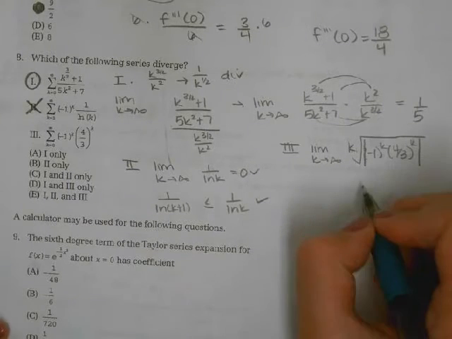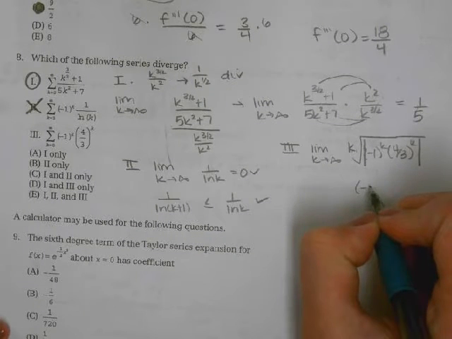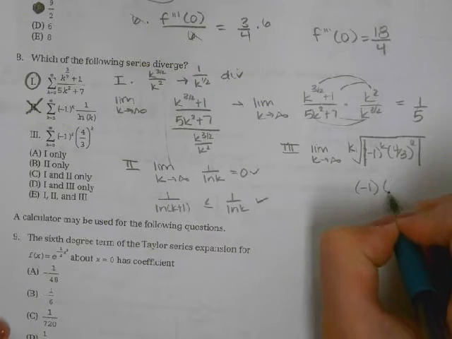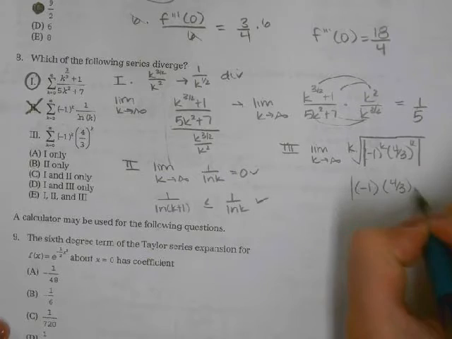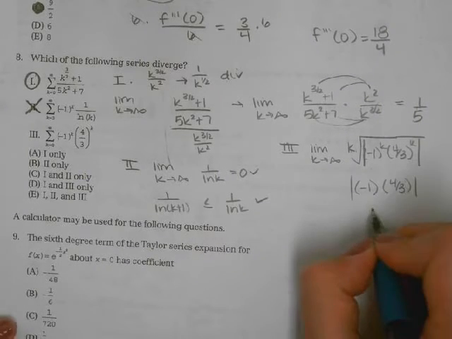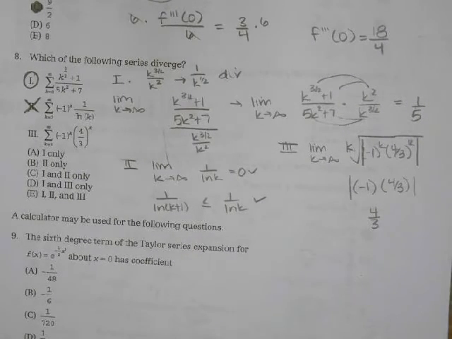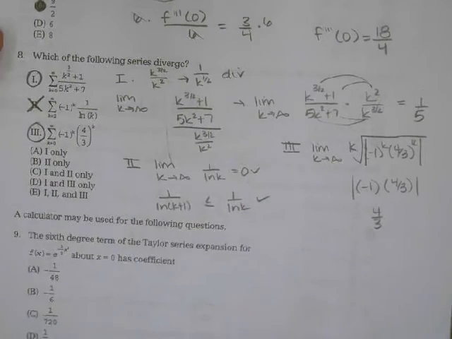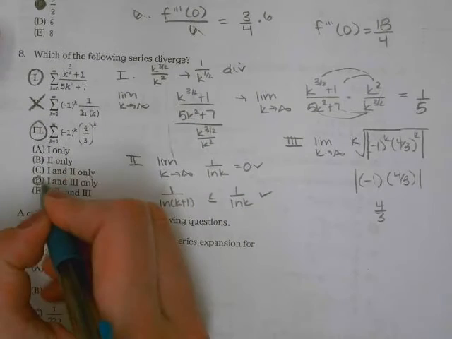All right, so the k's are gone then, so it's just the limit as k goes to infinity of -1 times 4/3 in an absolute value sign. So it's just the limit as k goes to infinity of 4/3, which is 4/3. The conclusions of the root test said that if it's less than 1, it's convergent. If it equals 1, it's inconclusive. If it's greater than 1, it's divergent. And so that means that 1 and 3 are the 2 answers here.